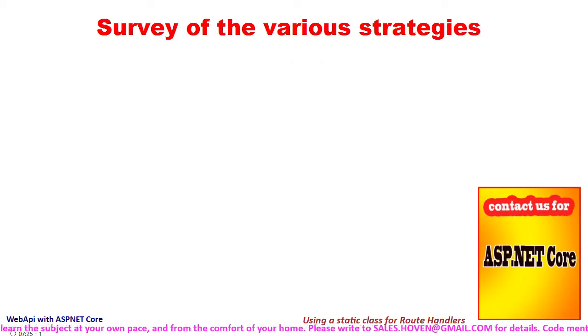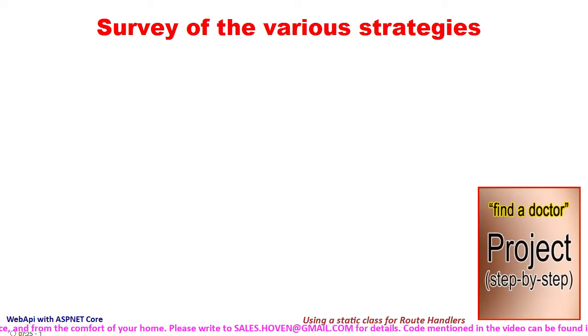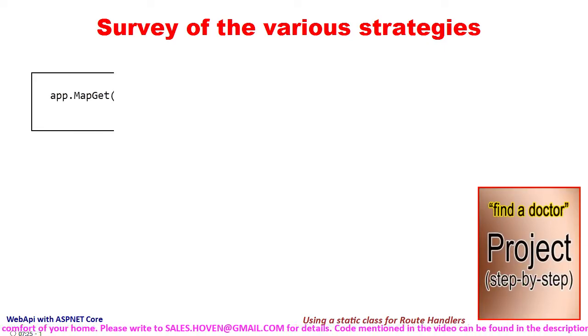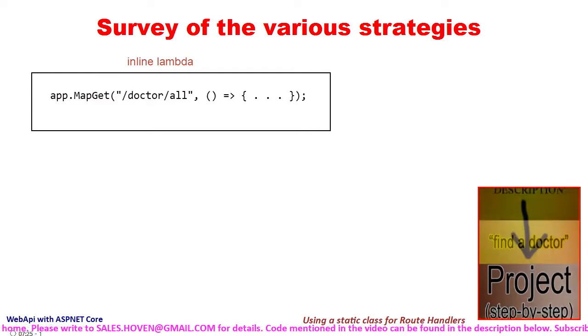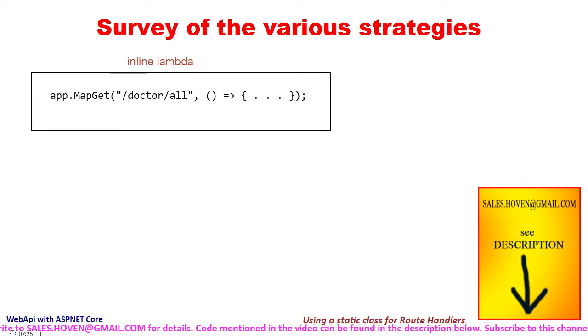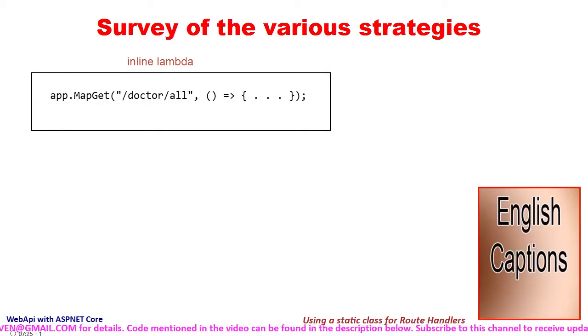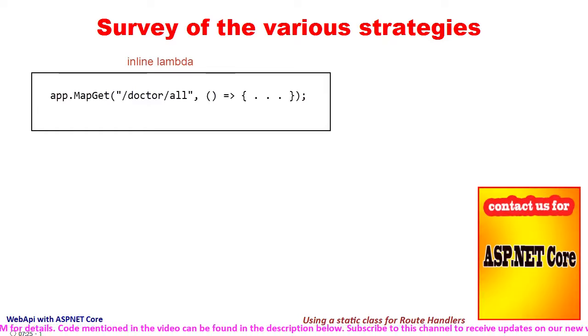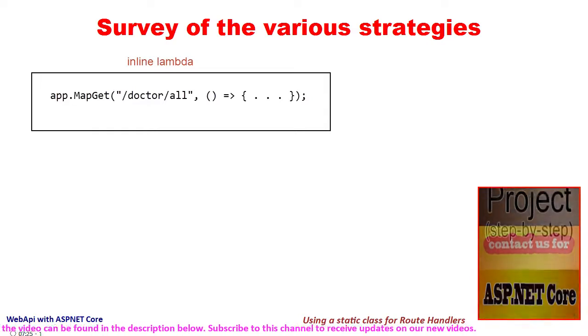Now, there are various possibilities of specifying route handlers for a web API. One is to have an inline lambda. It works very well for smaller projects and is even better for cases where the handler is of one or two quick lines, as you are seeing here.